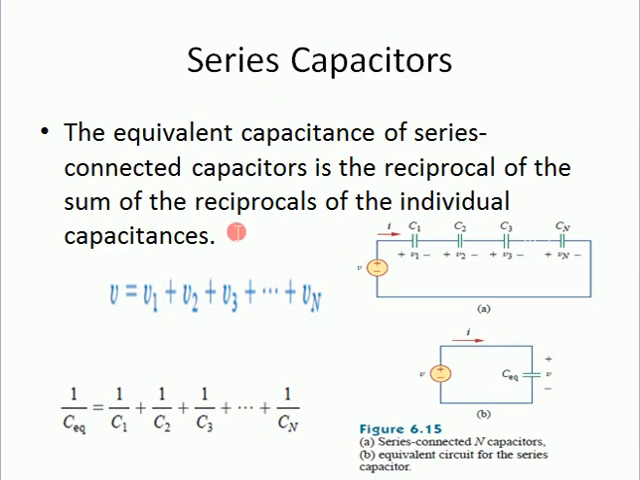Now in this case, basically this is the formula we get when the resistors are connected in parallel. Then 1 over R equivalent is equal to 1 over R1 plus 1 over R2 plus 1 over R3 up to 1 over Rn. But we get this formula for the capacitors when they are connected in series.